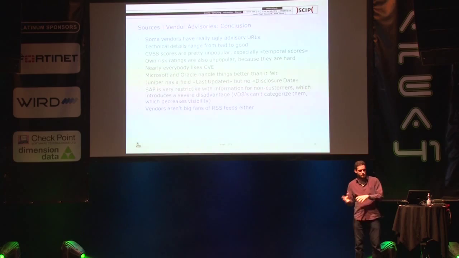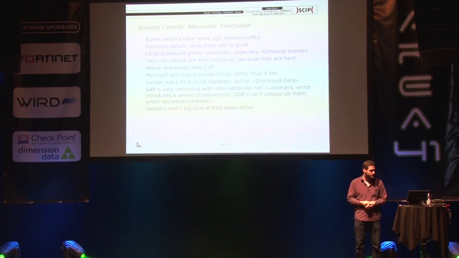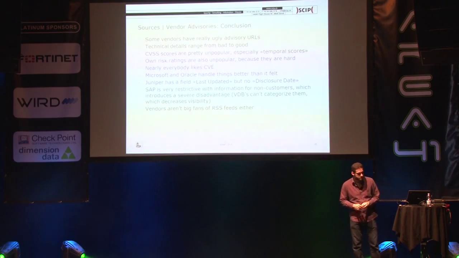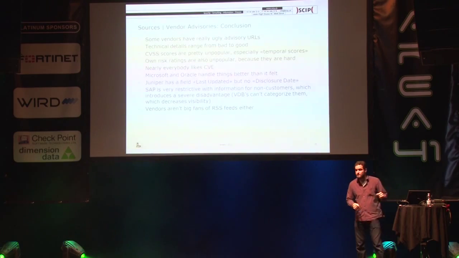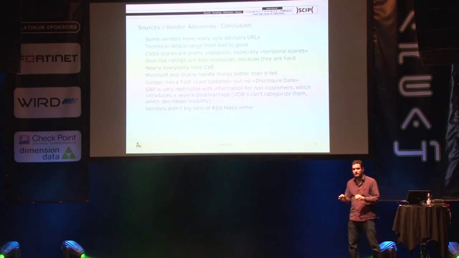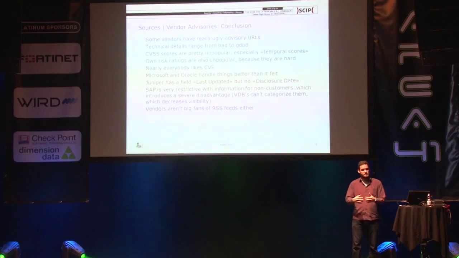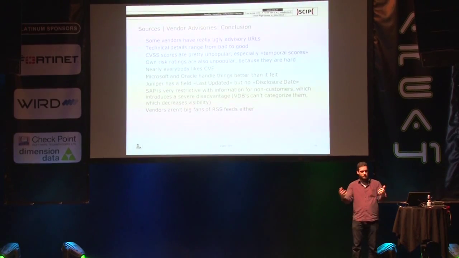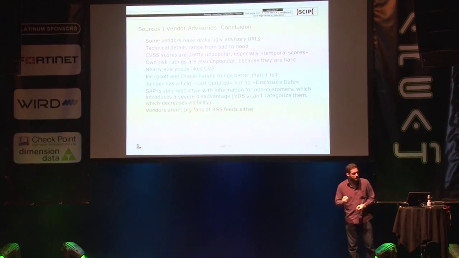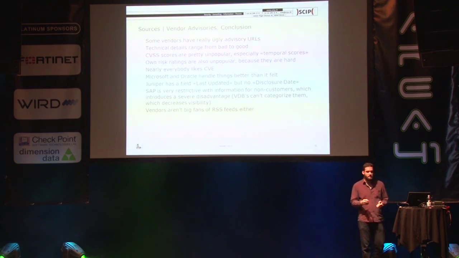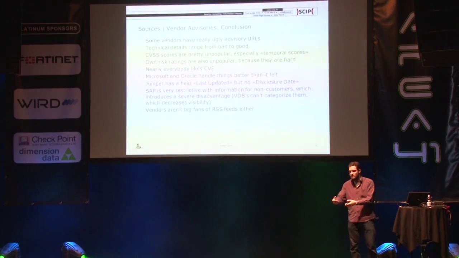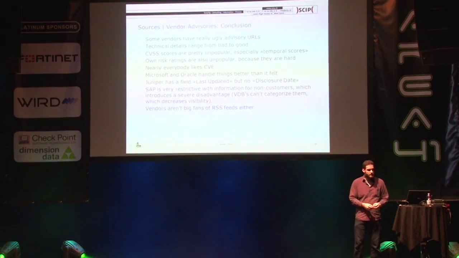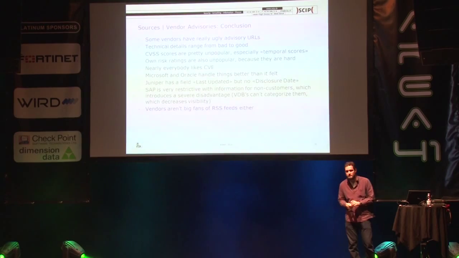Xen had it a few weeks ago, and they posted about it on Twitter, and they changed it, which is very nice. But others also do weird stuff. SAP is a very good example because they are very, very restrictive when it comes to public information about vulnerabilities in their products. They only provide the vendor advisory information for their customers, and you have to state that you are a customer. And then you will get a login and you are able to access the vendor advisory.